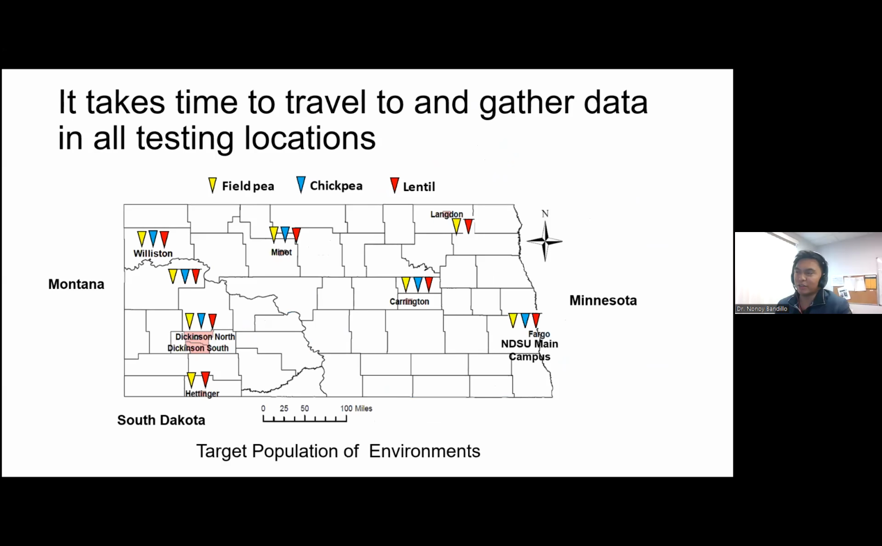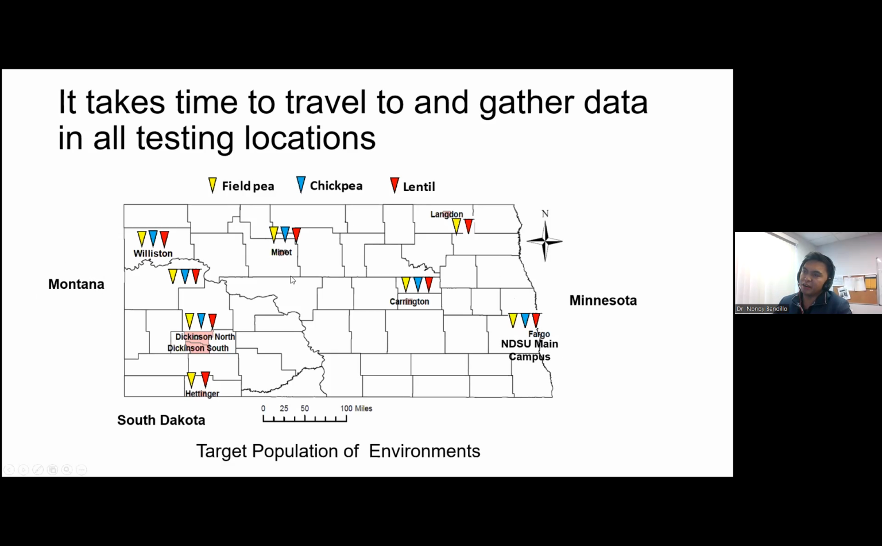And I feel like all graduate students who are listening right now could relate to this. It takes time to travel to and gather data in all testing locations, right? So this is the map of North Dakota, and we have about 8 testing locations. Again, we have 3 crops. On the right side, you can see Minnesota, on the left side is Montana, and on the downside it's South Dakota. If you want to go up, that's Canada.